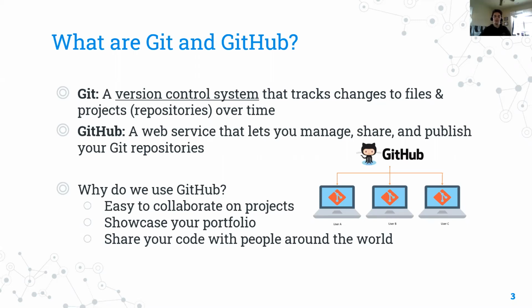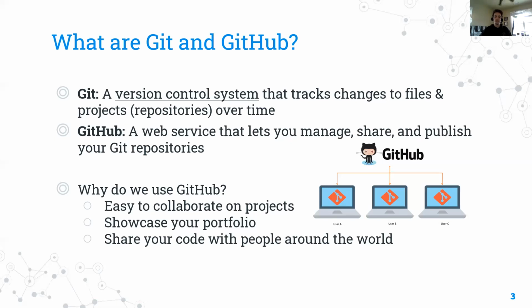GitHub, on the other hand, is a web service that lets you manage, share, and publish your Git repositories. I think the easiest way to explain the difference between the two is that Git is a software that you install locally on your computer, and it works via the command line. GitHub, on the other hand, is a service that is hosted on the web, and it provides a graphical interface for you to use Git and to manage your Git repositories. It also serves as a platform where you can share and publish your code and work with other people.